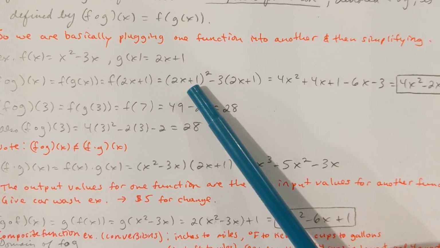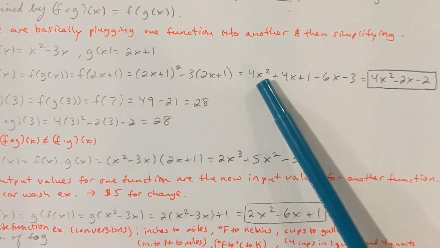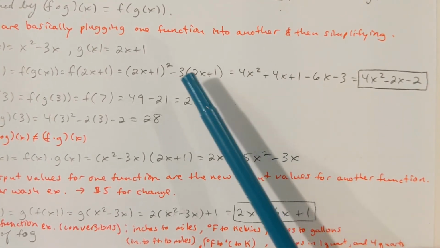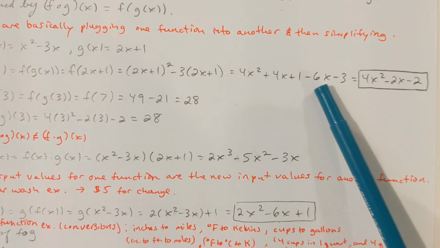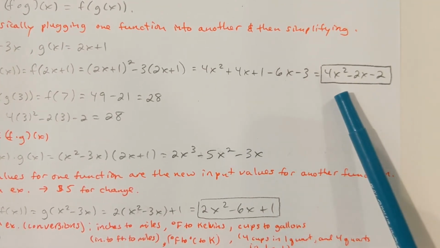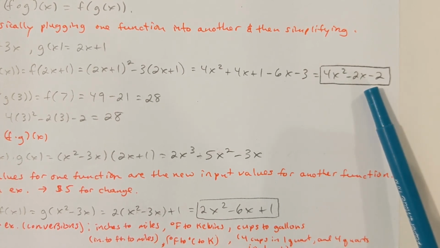So 2x plus 1 times 2x plus 1 would be 4x squared plus 4x plus 1, and I'm also distributing the negative 3 into these other two terms. When you collect your like terms, you end up getting 4x squared minus 2x minus 2 as the answer.